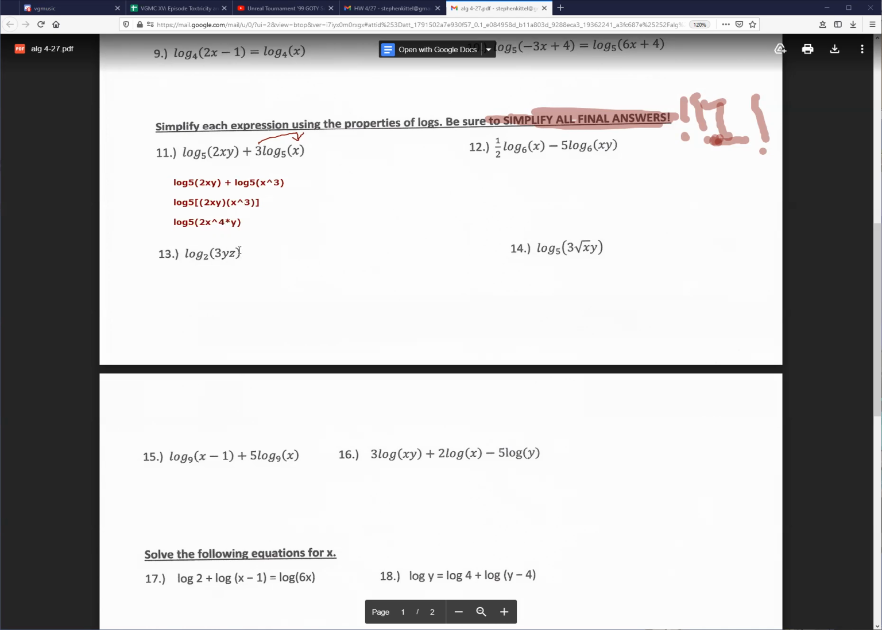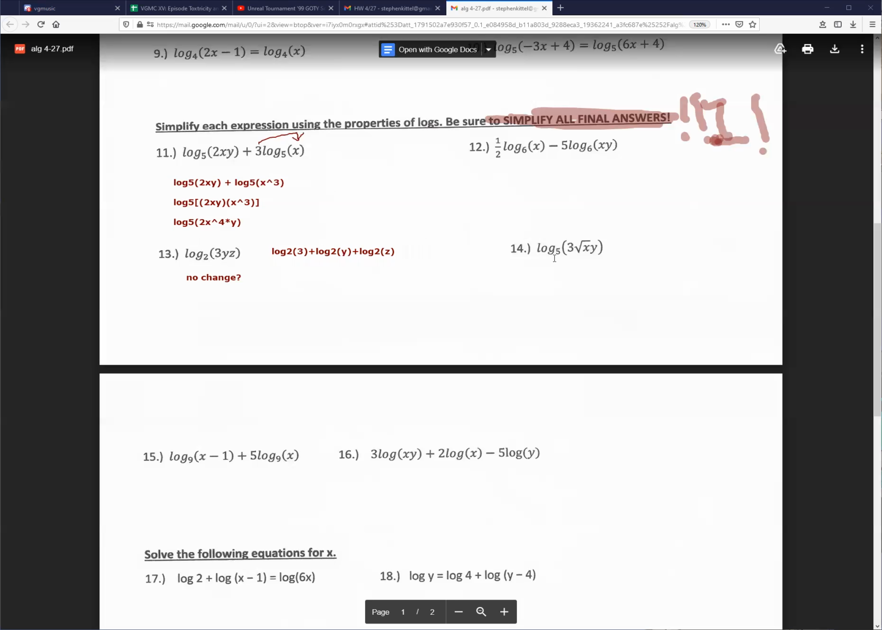All right, log base 2 of 3yz. What do they want us to do with that? That's about as simple as it gets. I don't know what we're supposed to do unless the goal is to expand it, but that's not simplifying. That's going in the opposite direction. We could write that this is log 2 of 3 plus log 2 of y plus log 2 of z, but that's not simpler. That's more complicated. So I don't know what the goal is with this question.